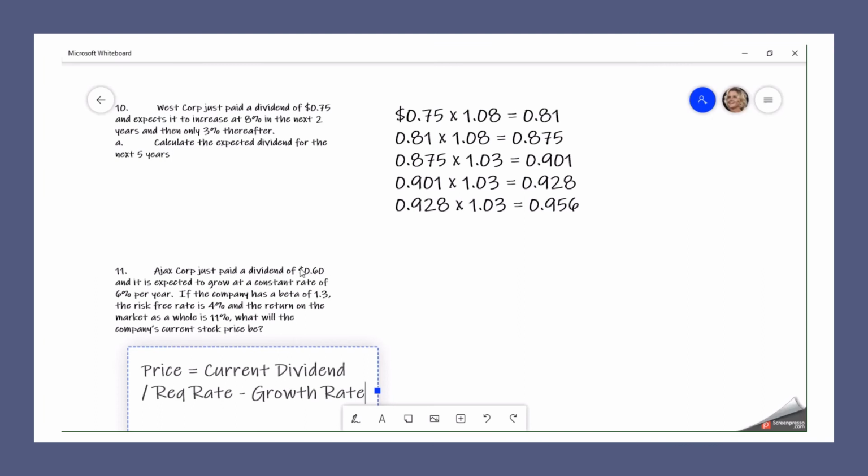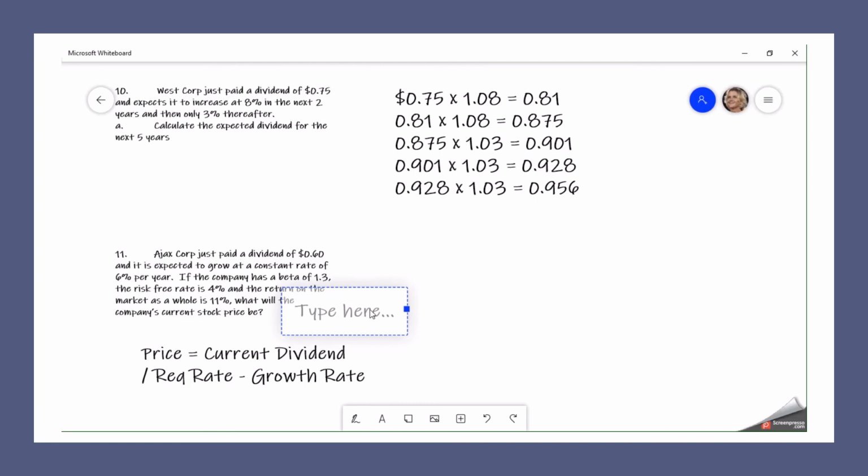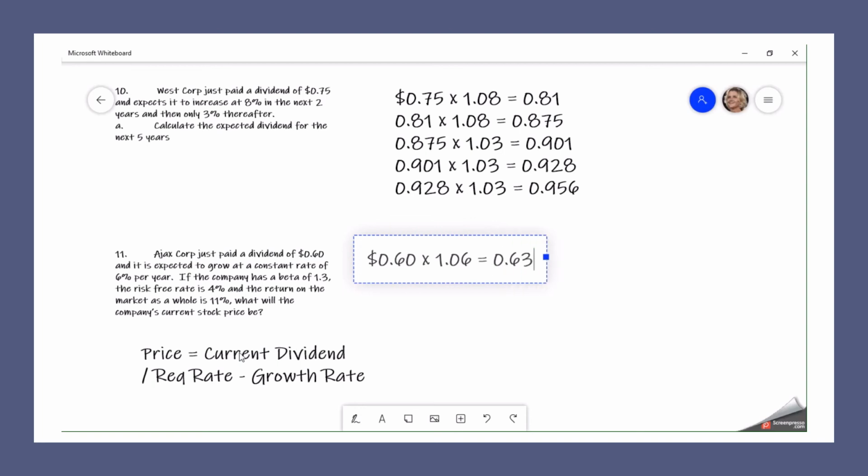They just paid 60 cents, so it's going to go up by 6%. So then we're really going to have to say, if I do what we did above, if I take the 60 cents and I multiply that by 1.06, my expected dividend. So again, this current dividend isn't your past dividend, it's your upcoming one. So that would be 0.636.